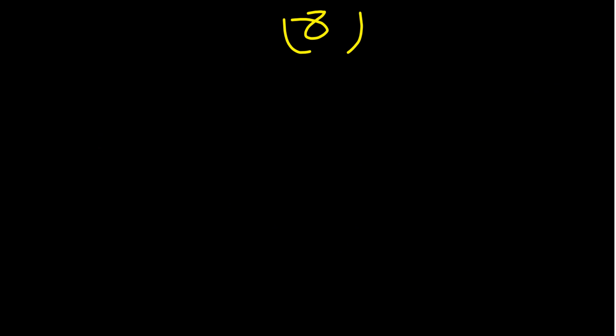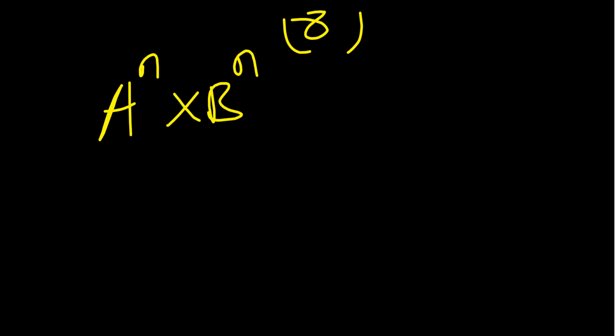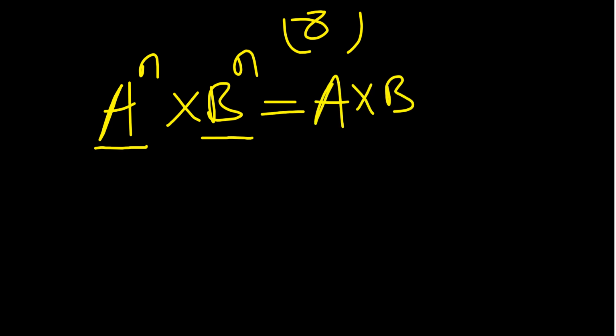So we want to go to rule number 8, which is the last rule. It says when two different base variables have the same index, leave the index and multiply the variables. We have a raised to power n times b raised to power n. If you look very well, a here is different from b here, but they have the same exponent, which is n. So what does it say? It says multiply the bases and leave the exponent.